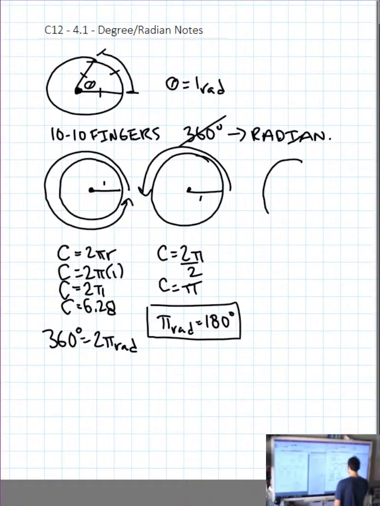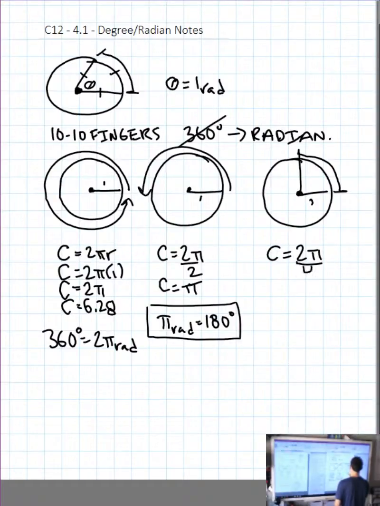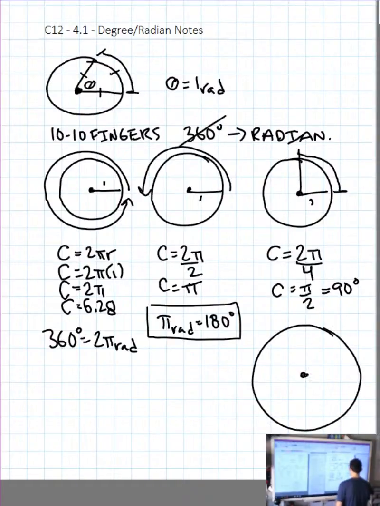So what would this length be? Well, that's a quarter of the way around the circle, so that's a full circle, 2 pi, divided by 4, which is a circumference of pi over 2, and we know that is 90 degrees. So no matter how big the circle is, with any radius we want, that angle is now pi over 2, a 90-degree angle.